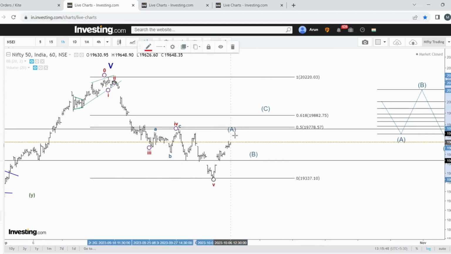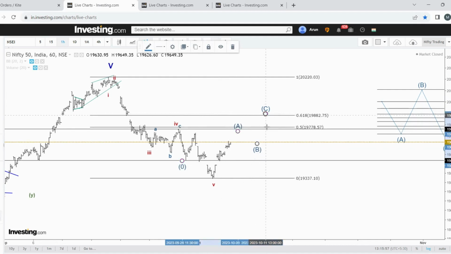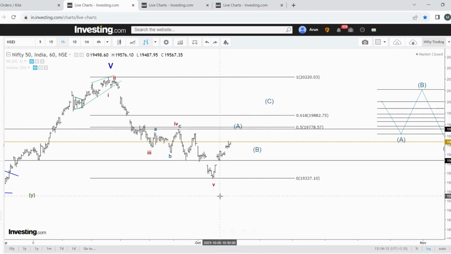Suppose wave A has ended here, the first level of correction retracement comes to this level. This may pose some resistance in wave B and wave C. So this wave C will come to 19,880 levels. So to conclude, if wave A has ended here, the retracement level is A, B, C, and we look forward to resistance between 19,780 to 19,880 levels. We need to watch that level.